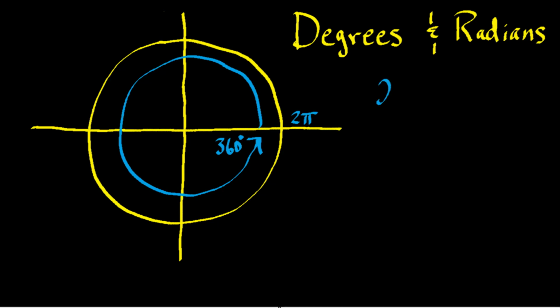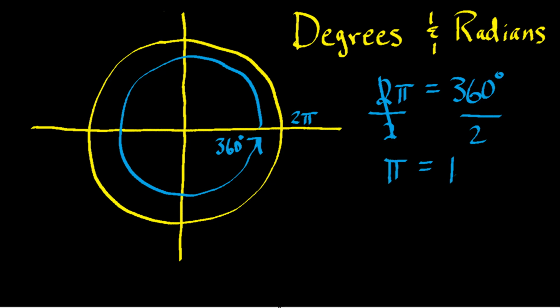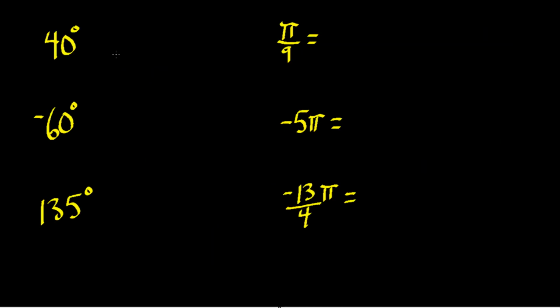Since 2 pi radians equals 360 degrees, we can divide both sides by 2 to get the exact value for pi, which is 180 degrees. We will use this fact to convert between degrees and radians. So let's try a few problems.